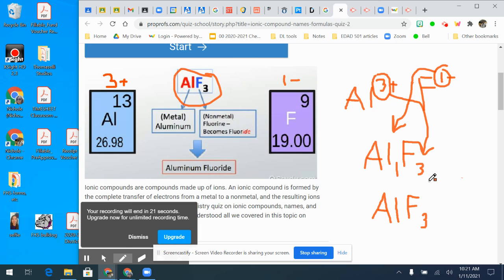So there are some little tricks for how to write these ionic compounds, but just know that those charges have to balance out, right? So if I have 3 negative 1 charges, they cancel out the 3 plus charge on aluminum. That's what we want. That's how we have a good ionic compound. Next up, we need to name it, which is what your worksheet's all about.